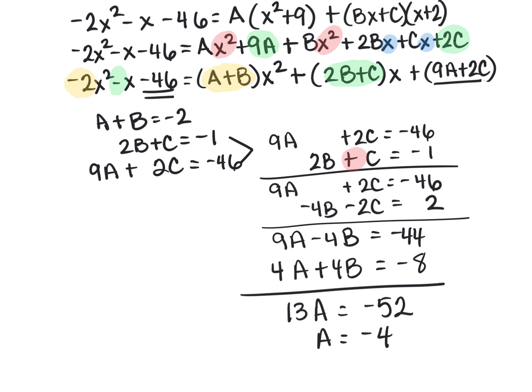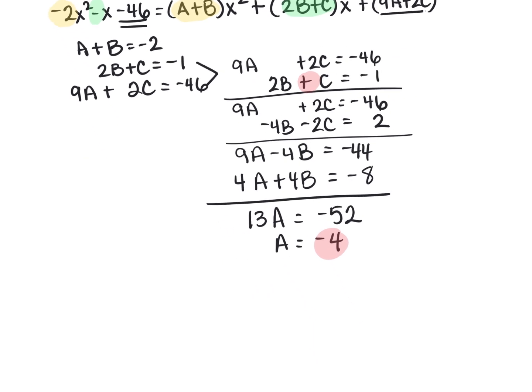So once we have a, we are going to go and put this in to a plus b equals -2. So if I have a plus b is equal to -2 and a is -4, then I know that b is equal to 2. So there's my second one.